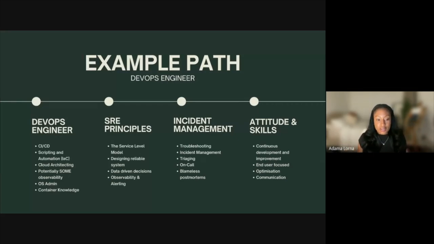So your next step is going to be getting those SRE principles under your belt. Things like the service level model, designing reliable systems, focusing on data-driven decisions, and then observability and alerting in production and the continuous refinement of that. Then you're probably going to layer on things like the incident management we spoke about: troubleshooting, triaging, blameless postmortems. And at the end, you're going to wrap this all up in your attitude and skills towards things, this end user focus, which I keep speaking about because it really is at the heart of what we do.